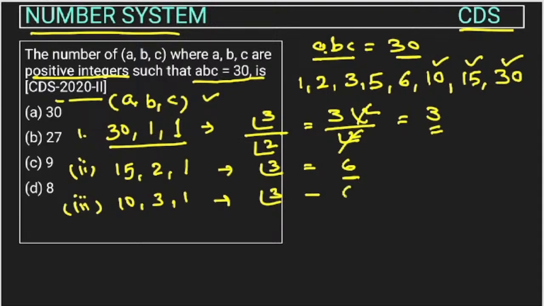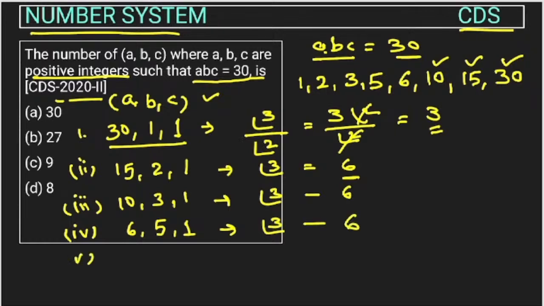It means a total of 6 groups can be formed with these 3 values. Now, the next possibility is that A is 6. If A is 6, B will be 5, right? And this will be 1. Again, how many groups can be formed? Factorial 3. It means a total of 6 groups.